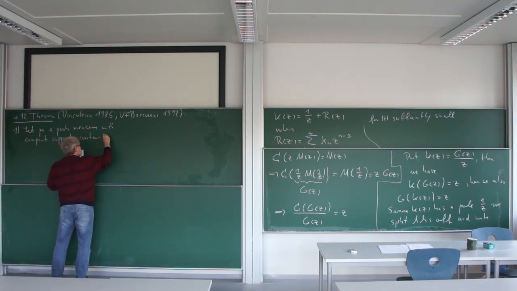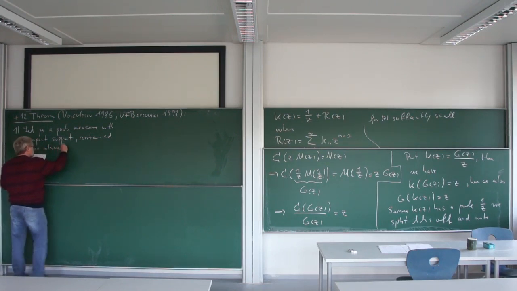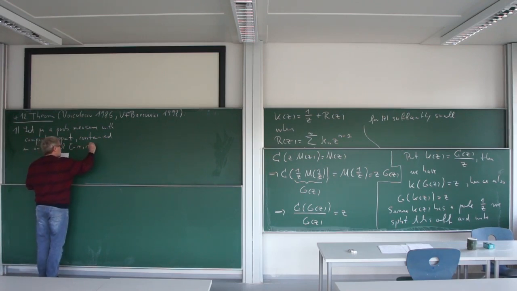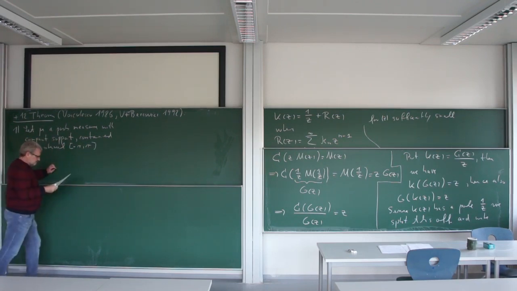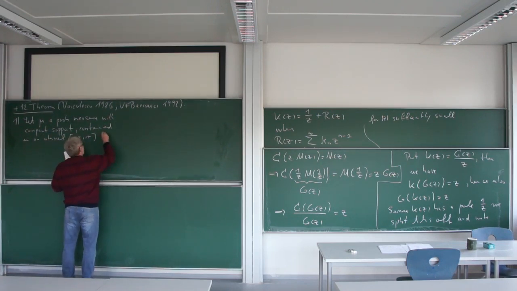And as before, we assume that the support is contained in the interval from minus R to plus R. And then we, of course, have the Cauchy transform.